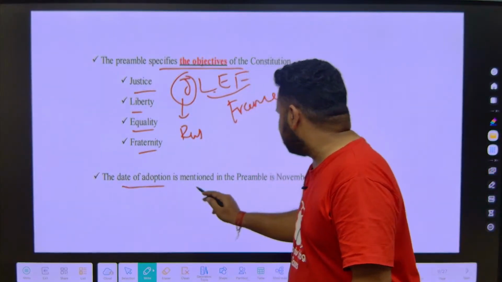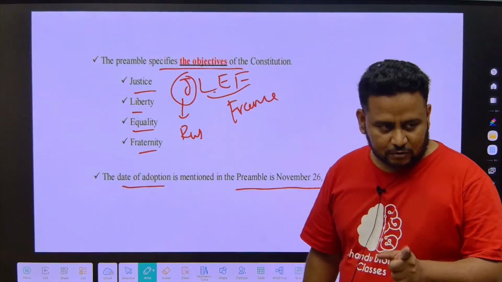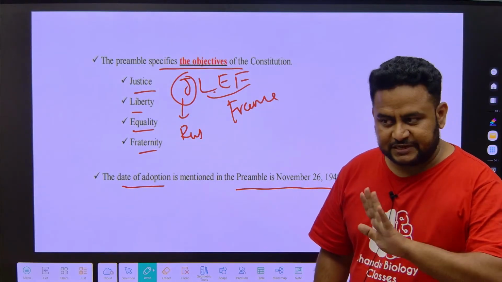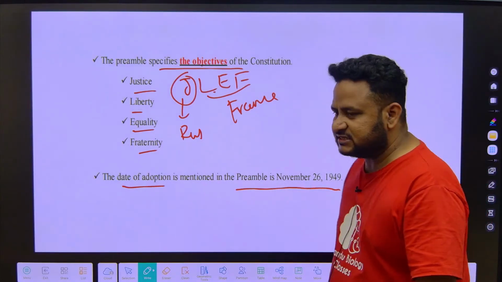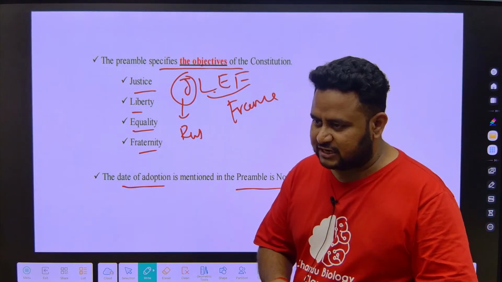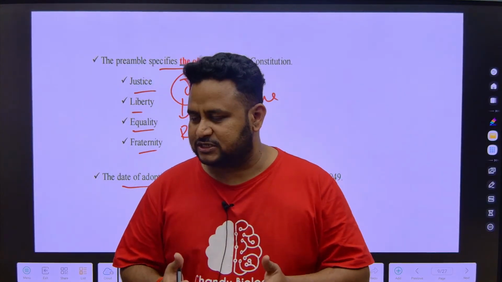The date of adoption mentioned in the preamble is 26 November. I told you adoption and enactment is mentioned. Commencement is not mentioned. What is the date of adoption? That is November 26, 1949. Preamble is what? It is a modified version of the objectives resolution. Modified version of what? Objectives resolution.